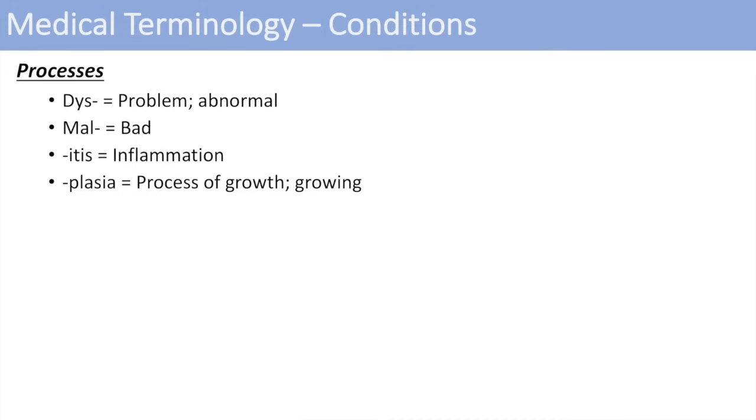Another one is plasia, a process of growth or growing. Another one is plasm, that's just a growth or formation. The next one is oma, that means tumor, so a sarcoma. Typically, when you see oma, you can think of cancer in that regard.